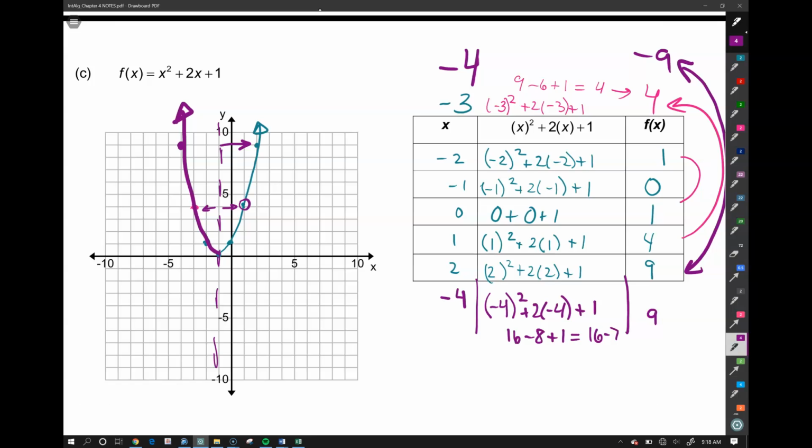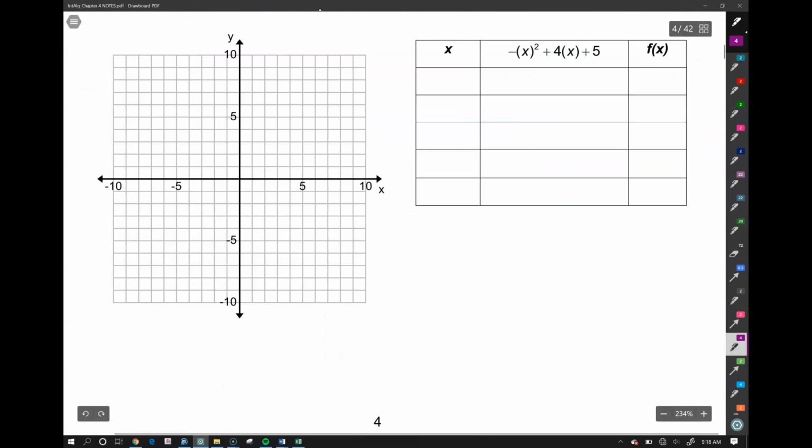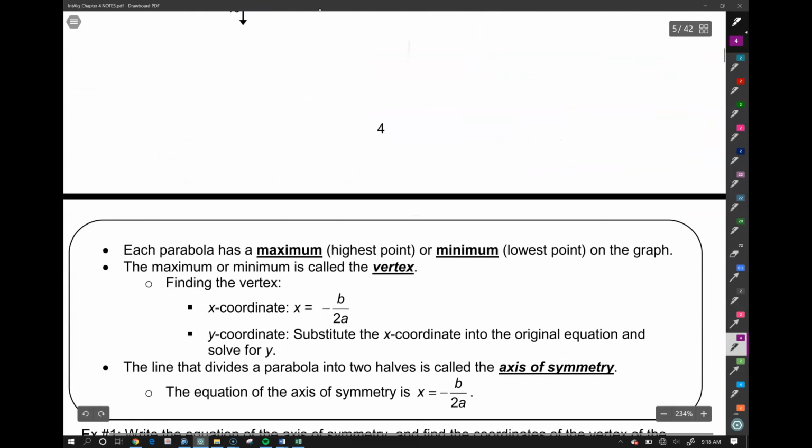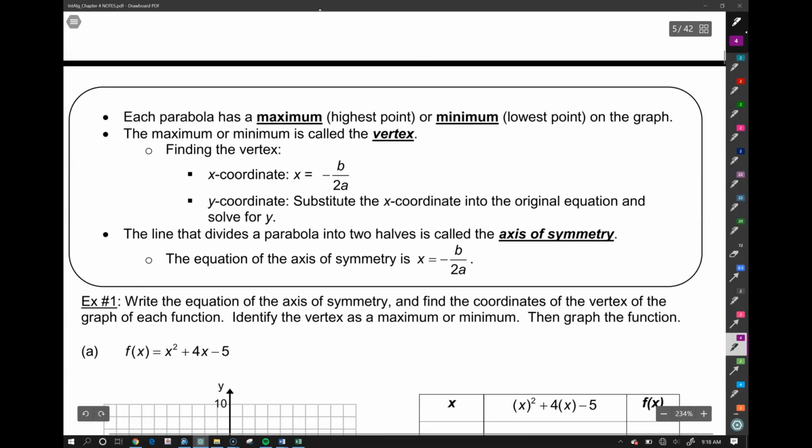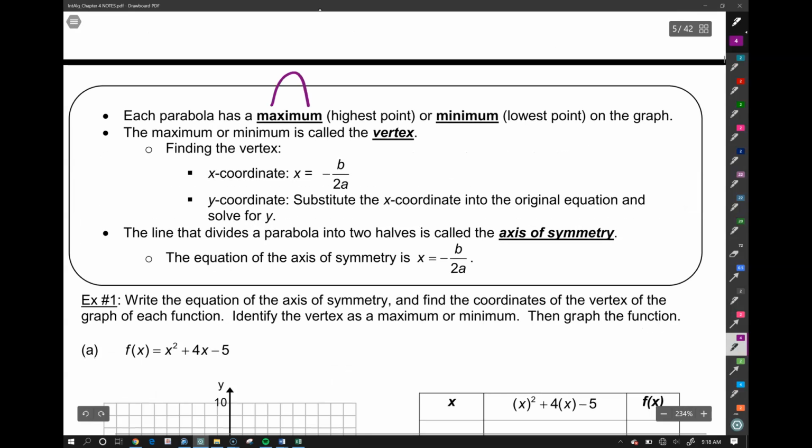Okay. So we're going to skip D. It's just more plugging in. Each parabola has a maximum, the highest point, and a minimum, the lowest point on the graph. A maximum is like a hill. You have a point where it's at the highest. A minimum is a valley. You're at the very, very bottom.